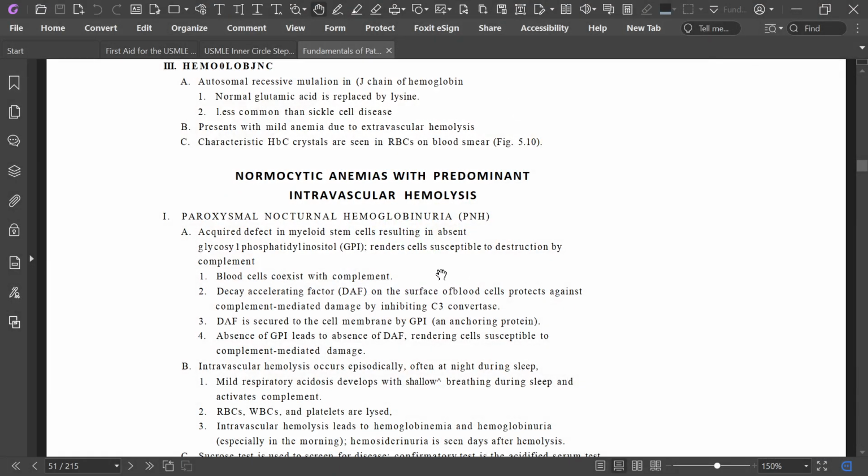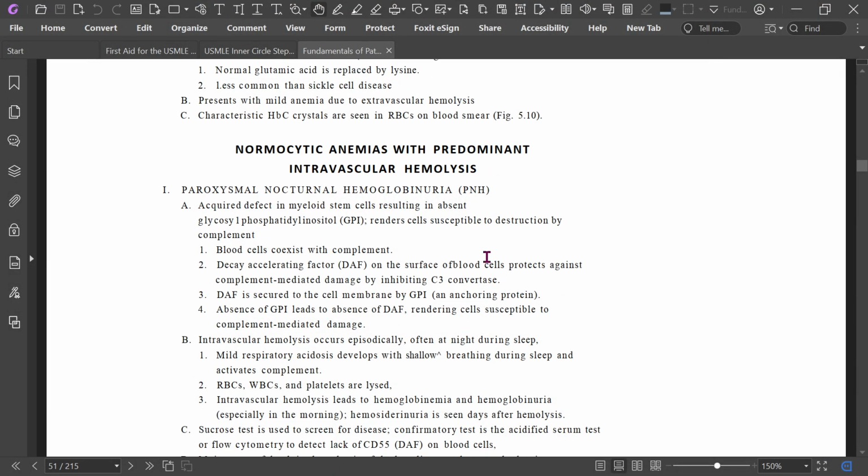Now, PNH, paroxysmal nocturnal hemoglobinuria. This is taken from Pathoma. Also, I will discuss from USMLE inner circle and First Aid. In PNH, there is an acquired defect in myeloid stem cell.